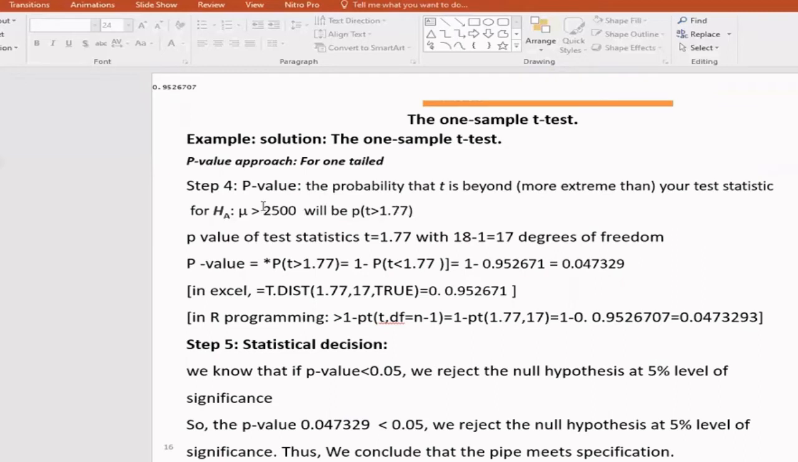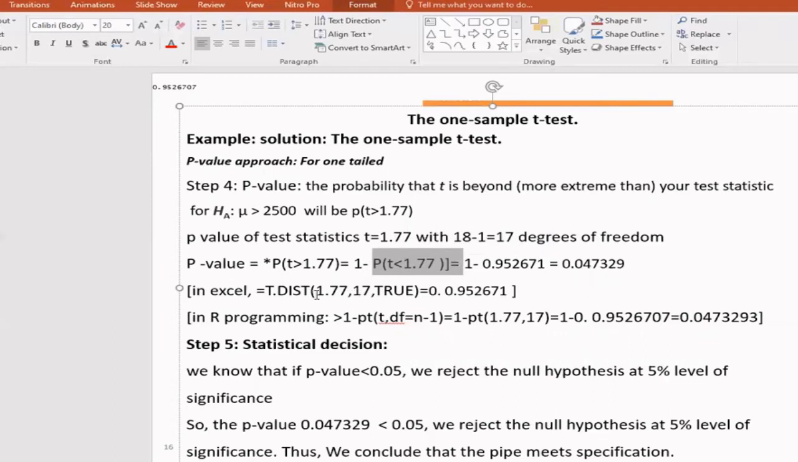For the one-tail test, the right-tail test, we have to find the p-value, the probability t greater than 1.77, and we have to consider the degrees of freedom, which is 18 minus 1, 17 degrees of freedom. Now we know the probability greater than 1.77 can be written as 1 minus the probability of less than 1.77. Now let us go to the Excel, and see how to use Excel for 1.77 with degrees of freedom 17.